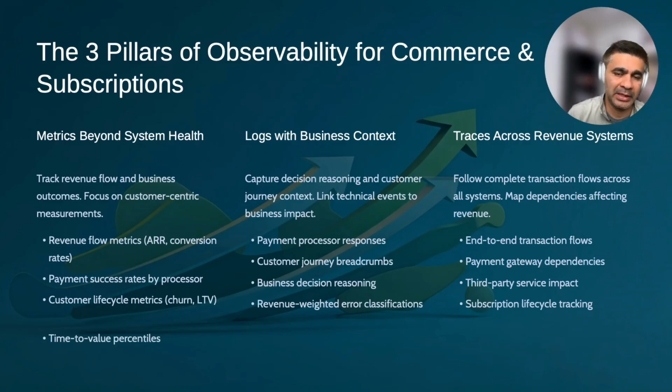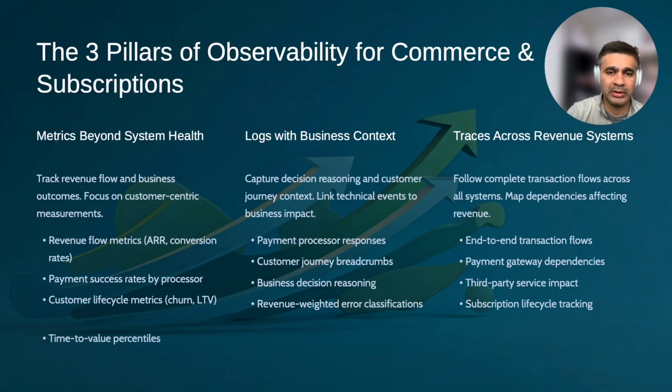First pillar, which is metrics. So beyond system health, instead of just tracking CPU and memory usage, we need to track revenue flow and business outcomes. We'll have to focus on customer-centric measurements. This means revenue flow metrics like ARR, conversion rates. These tell you about your business health, not just your system health.